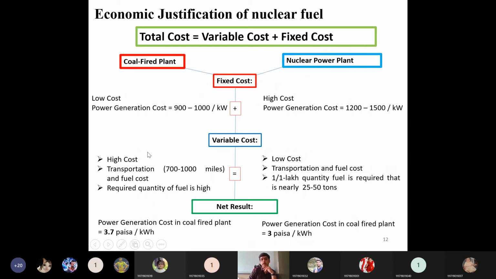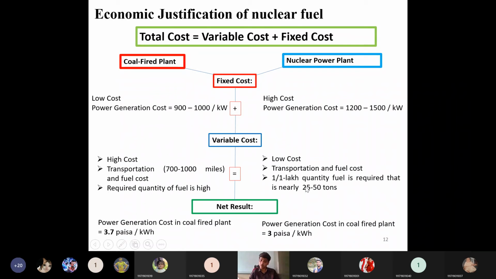Then in the coal fired plants, the required quantity of fuel is very high. Due to this, the transportation cost will be added. Then in the nuclear power plant, only 1 by 1 lakh of that quantity of fuel is required, only a very limited, fractional amount. Compared to the normal coal power plant, only a fractional amount of fuel is required in the nuclear power plant. That's because the transportation cost will be low compared to the coal power plant.